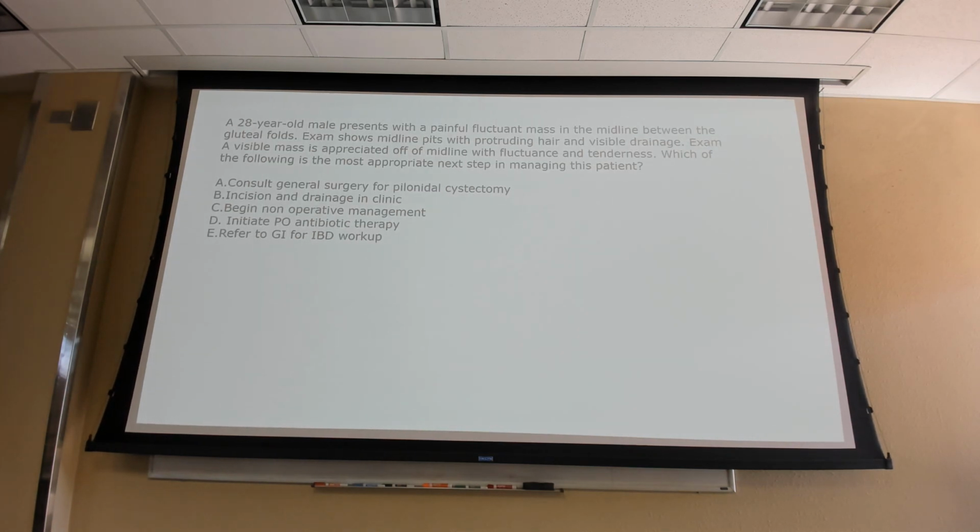All right, we got a 28-year-old with a painful fluctuant mass midline between the gluteal folds. Got midline pits, protruding hair, visible drainage. What do we think this is? What's our treatment? Yeah, pilonidal cyst, right? So we can do an incision and drainage in the clinic for this one.